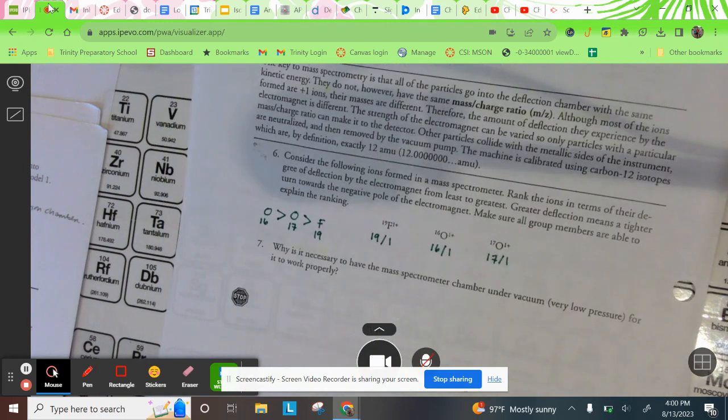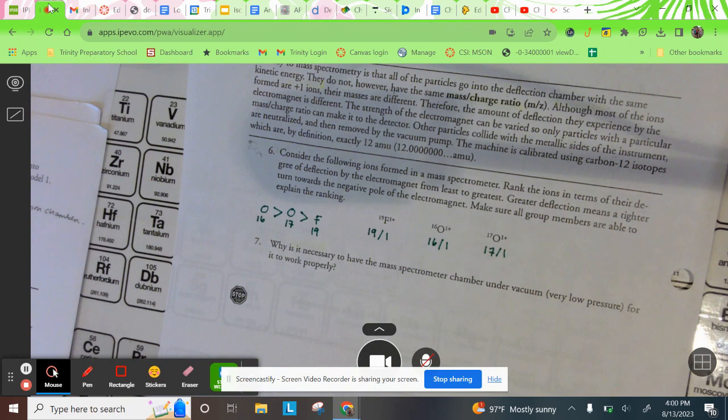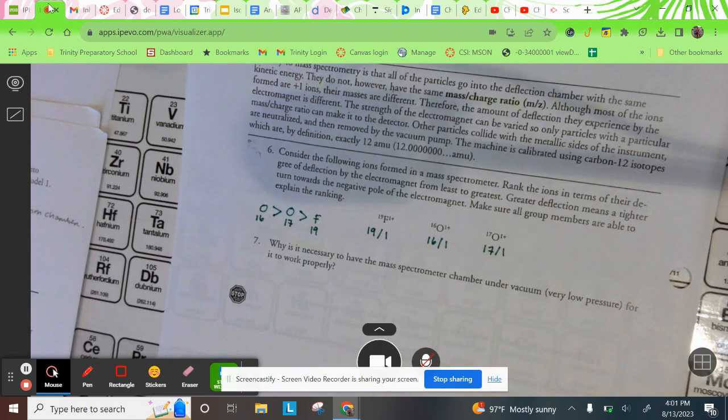Okay, why is it necessary to have a mass spectrometer chamber under vacuum, very low pressure, for it to work properly? So lots of things can travel through the detector, and if it's not in a vacuum, then it's going to get all kinds of gaseous ions that are in the air and contaminants. So that's really the key. So we don't want to change the path of the ions because of other things that are in the air.